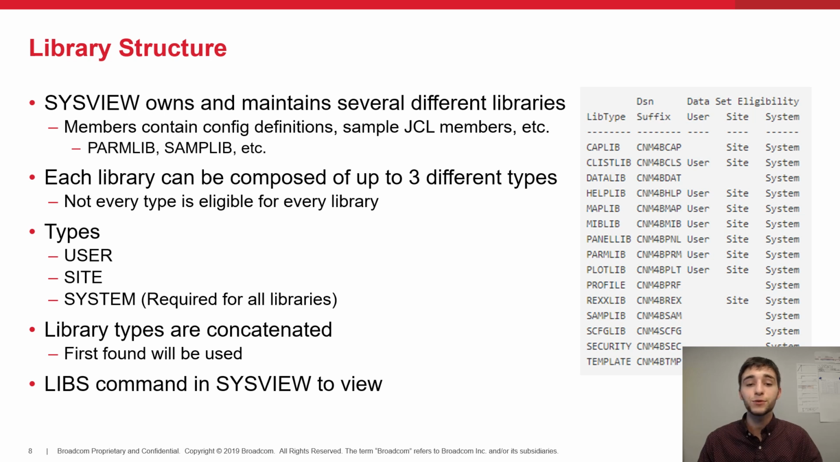The system type is a required type for all libraries and contains definitions shipped with the product and is usually not modified. The site type contains definitions that are specific to a given environment. Finally, the user type contains definitions specific to a given user. These 3 types are concatenated with user being on top, followed by site, and then system. When SYSVIEW goes to read a library member, it will check this concatenation, and whichever type of the member it finds first, it will be used. You can use the libs command from within SYSVIEW to view the contents of these libraries.